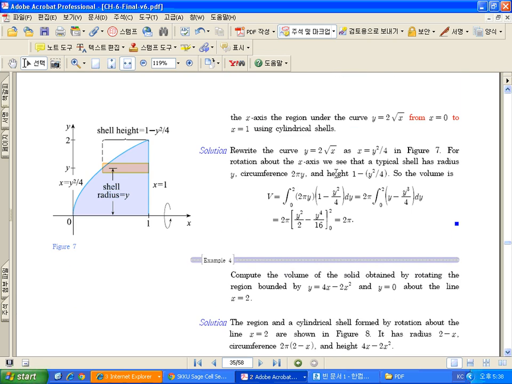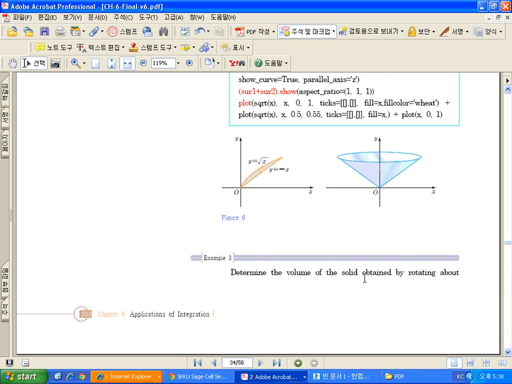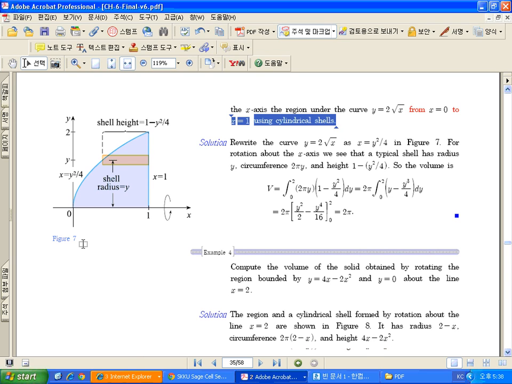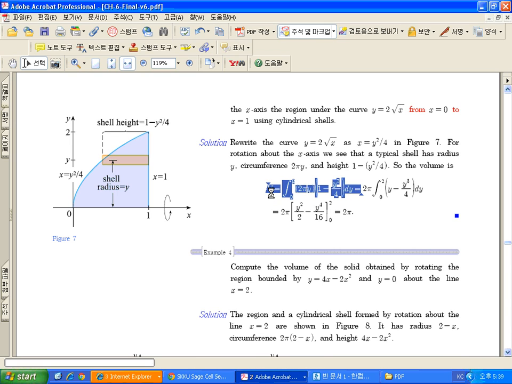Same thing here. Determine the volume of the solid obtained by rotating about the x-axis the region under the curve y equals 2 square root of x from x equals 0 to x equals 1, using cylindrical shells. We want to rotate this with respect to the x-axis instead of the y-axis. So the only difference is the integral from 0 to 2 of 2 pi y f of y dy. That's the only difference.